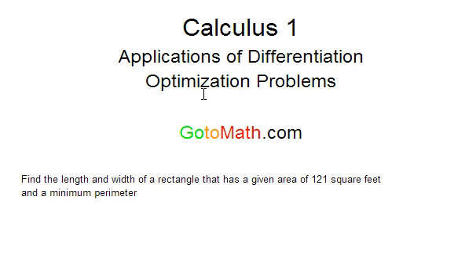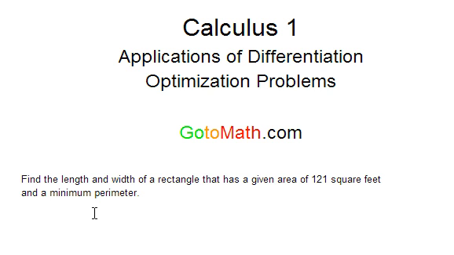Alright, this is Cal 1 Applications of Differentiation. We're working optimization problems. In this particular problem, let's just read it. We've got to find the length and width of a rectangle that has a given area of 121 square feet and a minimum perimeter.